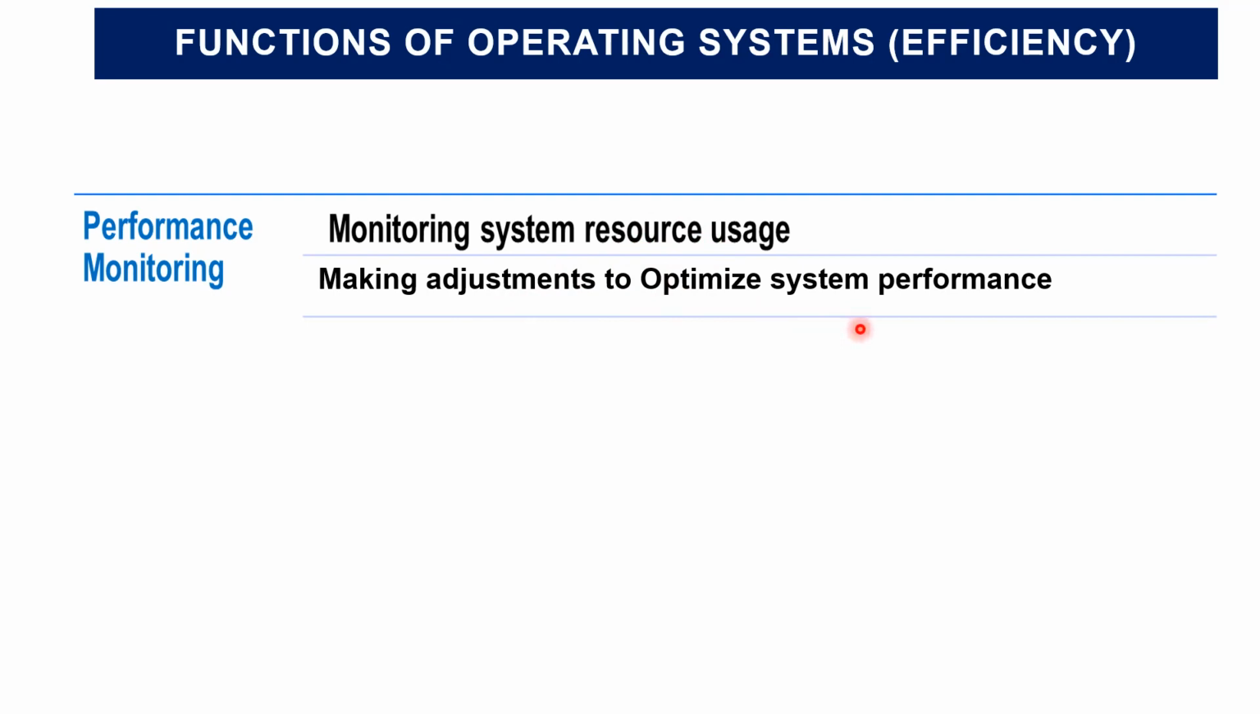So basically, these are the functions of the operating system, which have been divided into three categories: management functions, user interaction functions, and the functions related to performance and efficiency.